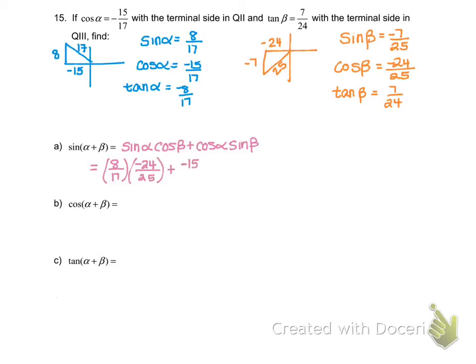plus negative 15 over 17 times negative 7 over 25. The numerator is going to be negative 192 plus 105, all divided by 425. And this simplifies into negative 87 over 425.